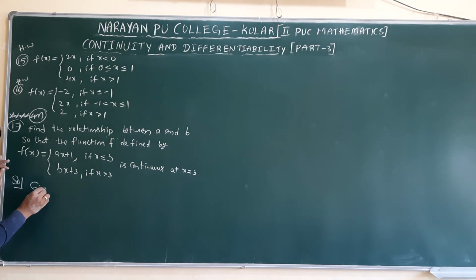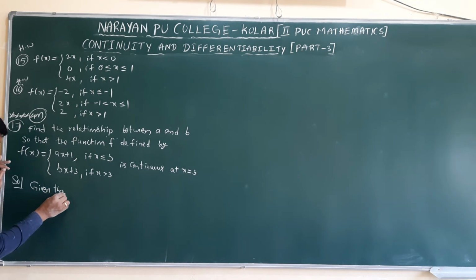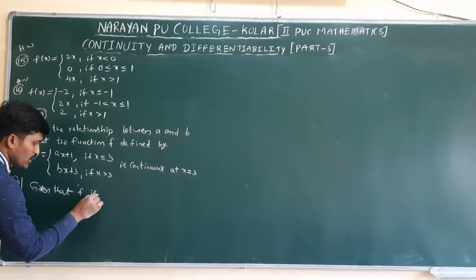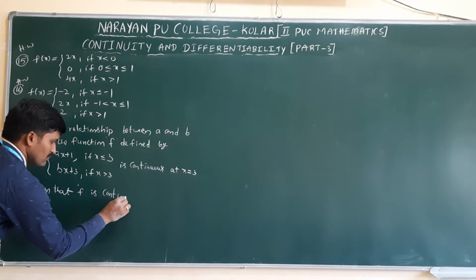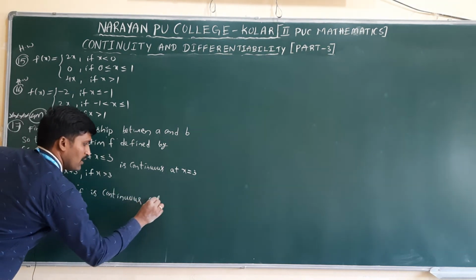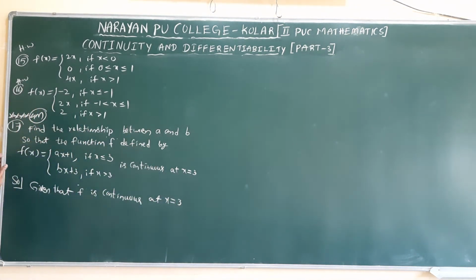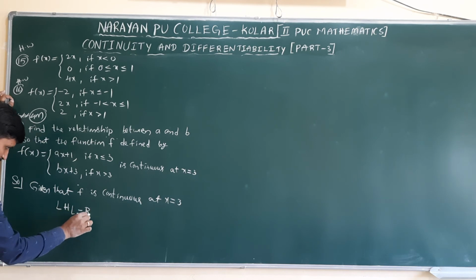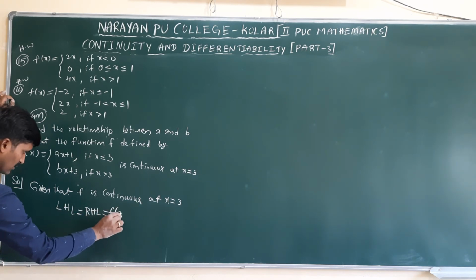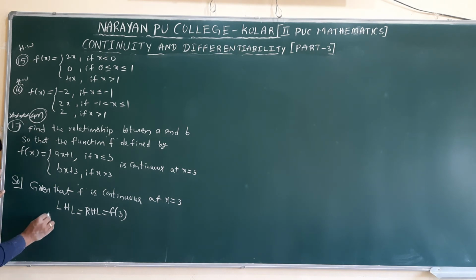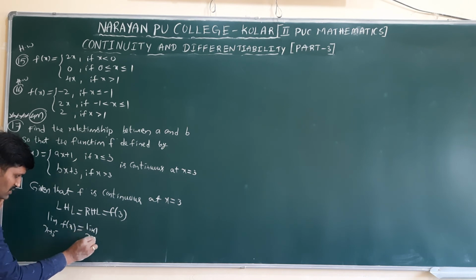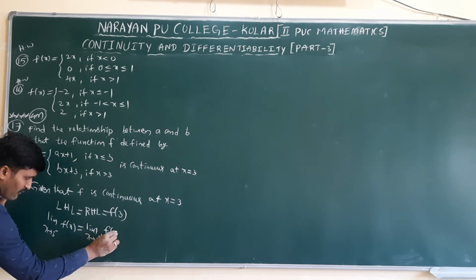Given that f is continuous at x equal to 3. But here, which formula do we use? LHL equal to RHL equal to f of 3. LHL value: limit x tends to 3 minus f of x. First write down f of x symbol and then substitute. Limit x tends to 3 plus f of x.